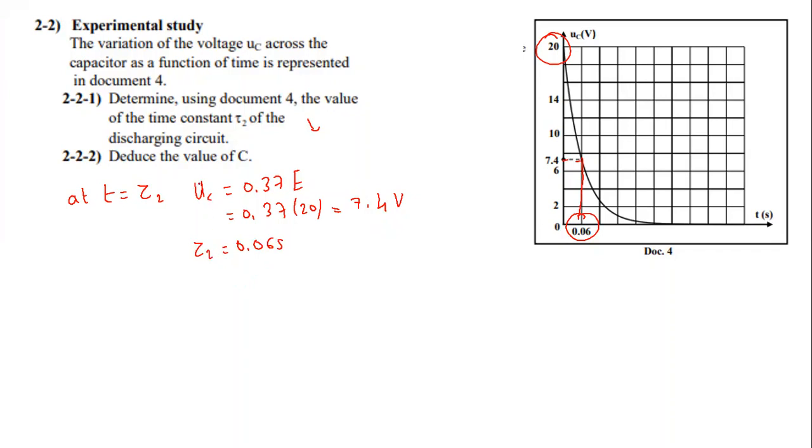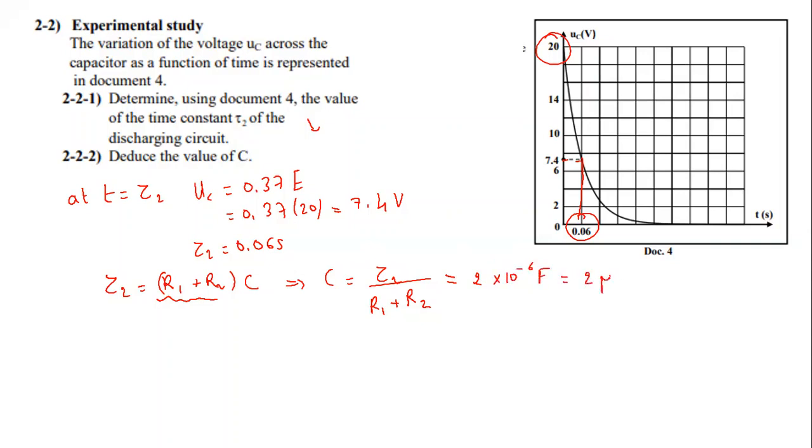Now part 2, deduce the value of C. So we know that tau2 is equal to R1 plus R2 times C. And we already have R1 and R2, which means that C equals tau2 over R1 plus R2. And then we'll get as answer C equal to 2 times 10 to the power minus 6 farad, which is equal to 2 microfarad.